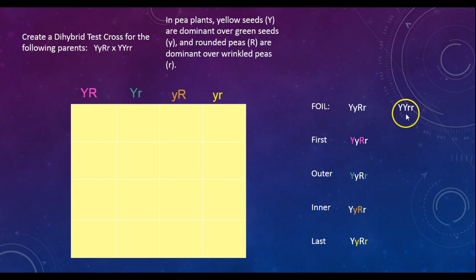Now when we do the homozygous parent here for both the green versus yellow seeds and the round versus wrinkled, we will get the same allelic combination no matter what we do, and that's big Y, little r, because these are the only two combinations that are possible in this parent.